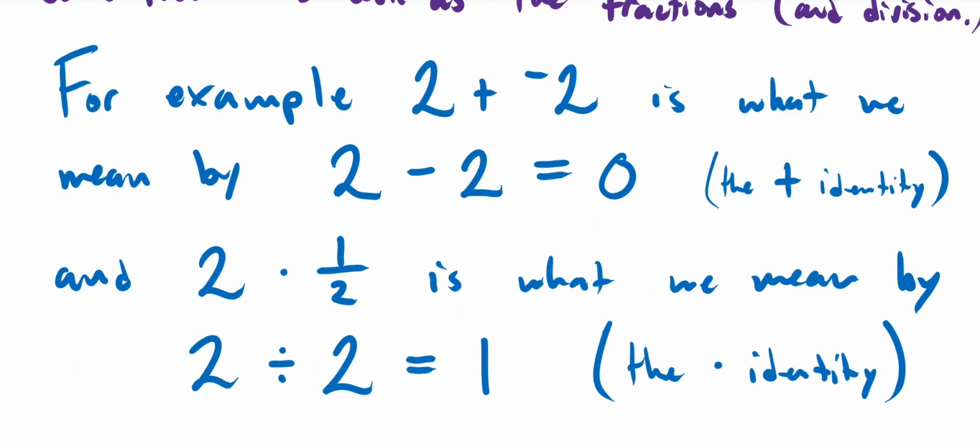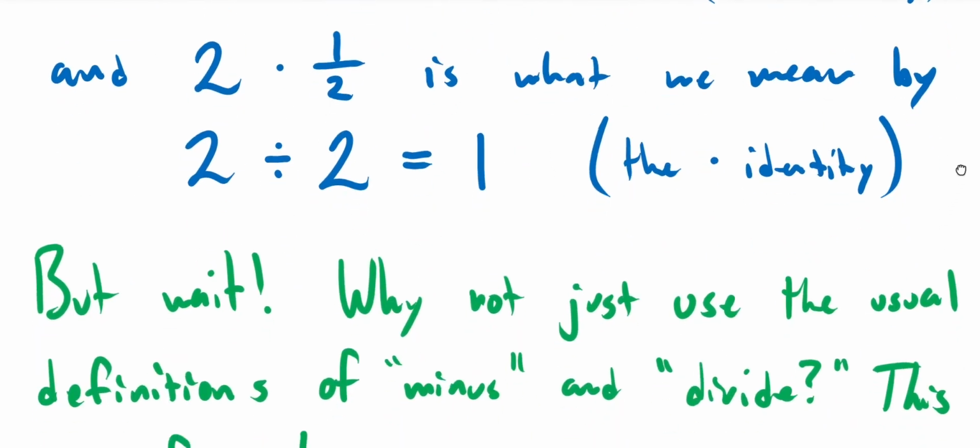In the same way, 1/2, the reciprocal of 2, is the thing that I would multiply by 2 to get 1. And yes, multiplying by 1/2 is the same thing as dividing by 2, and 2 divided by 2 is indeed 1, the multiplicative identity.